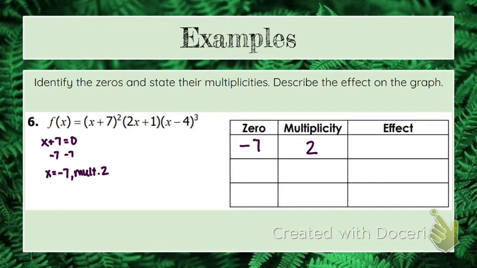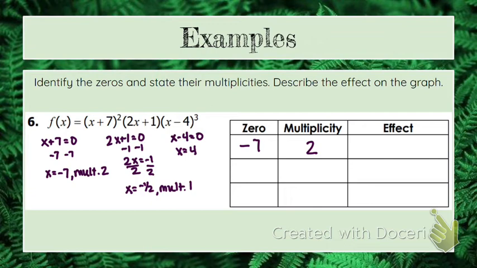Let's do 2x plus 1 next. 2x plus 1 equals 0. So we'll subtract 1 from each side and we get 2x equals negative 1. Then we have to divide both sides by 2 to get x equals negative 1/2. This one has no exponent, so it's understood to be a 1. So it has a multiplicity of 1. Finally, we have x minus 4 to the third power. So we're going to set x minus 4 equal to 0. That will give us x equals positive 4 with a multiplicity of 3. So let's fill the rest of these in because I forgot to do that as we went. So we have negative 1/2 with a multiplicity of 1 and positive 4 with a multiplicity of 3.